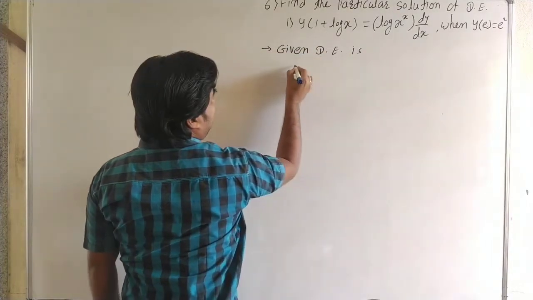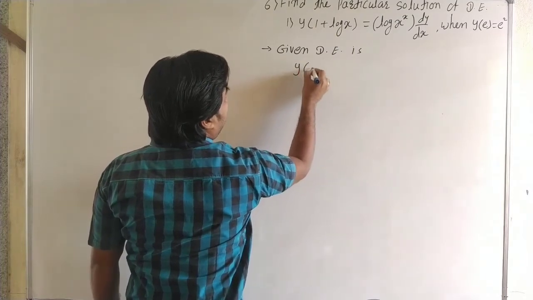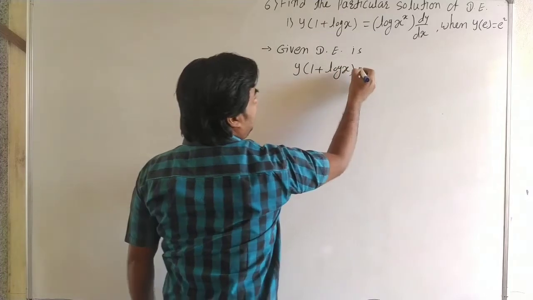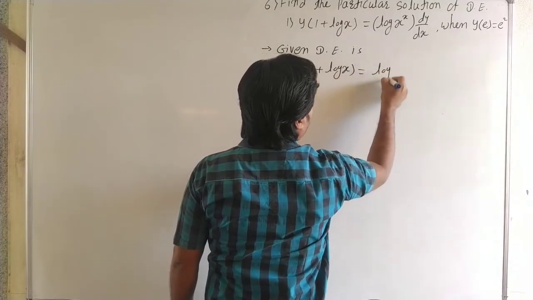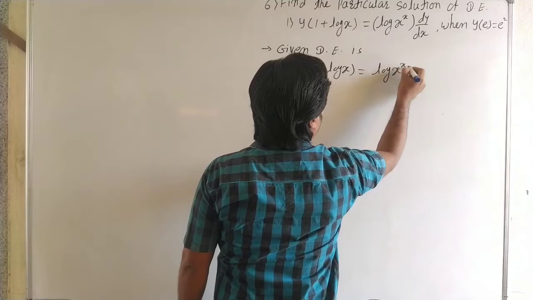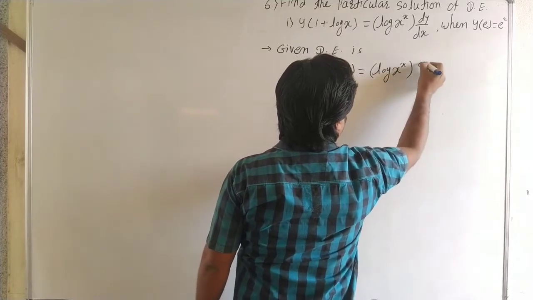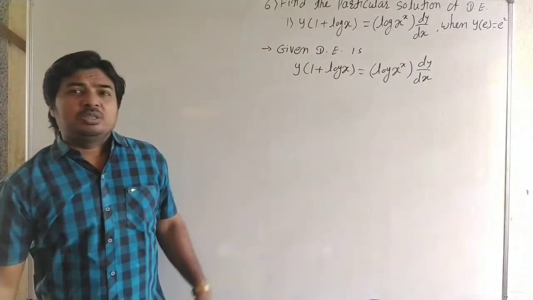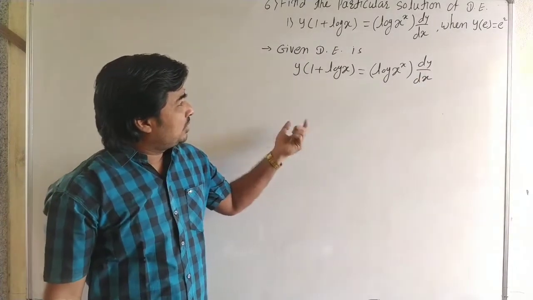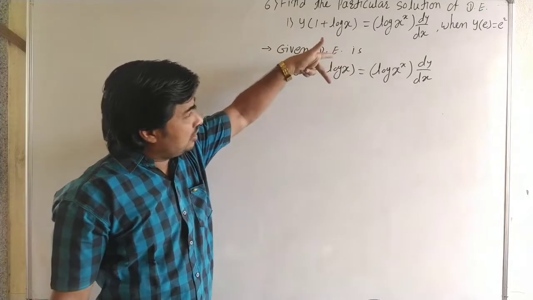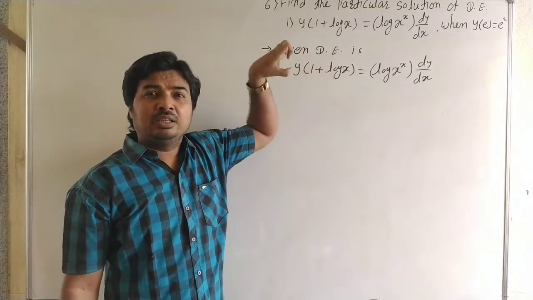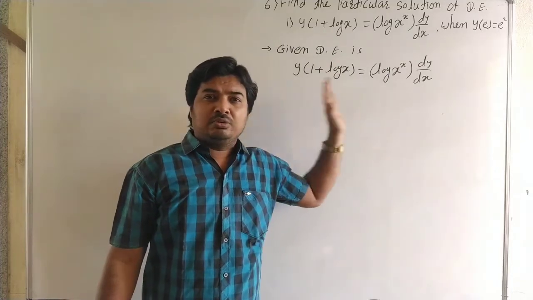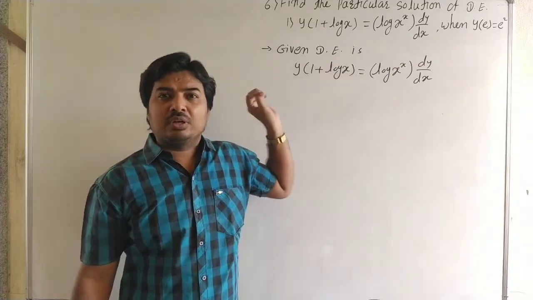The given differential equation is y into 1 plus log x is equal to log x to the power x into dy by dx. Now we solve this differential equation by using the variable separable method. Here we first separate the differential coefficient and then the variables. All variables of x we write with x and all variables of y we write with y.